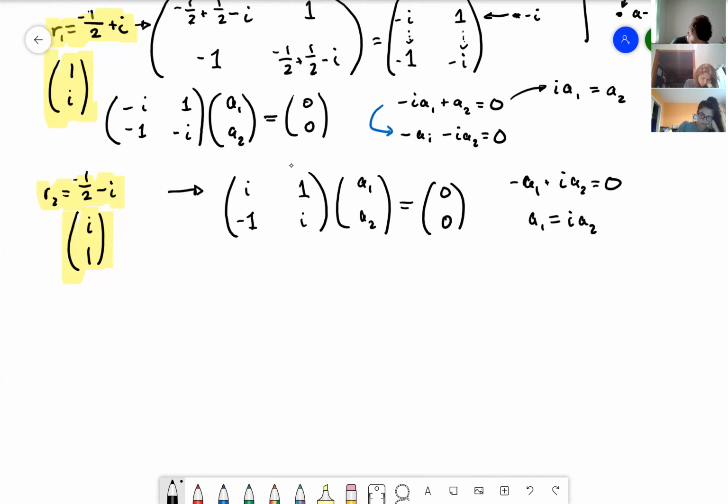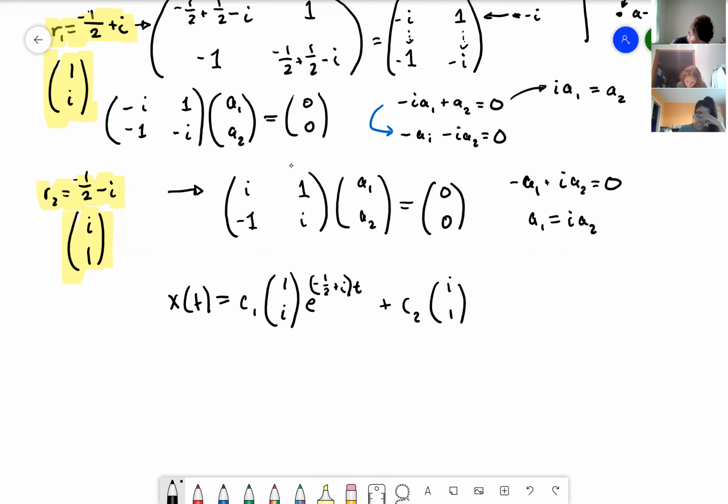And so I get my general solution from this. X of t is equal to C1 times (1, i), let me write that a little more legible, (1, i) e to the (-1/2 + i)t, plus C2 (i, 1) e to the (-1/2 - i)t.